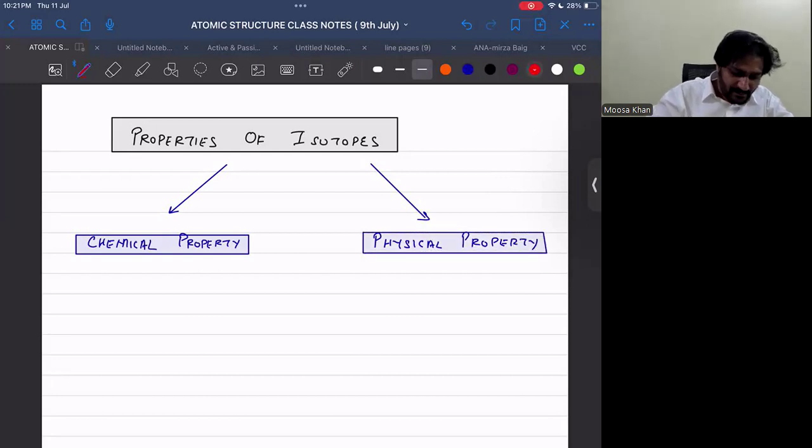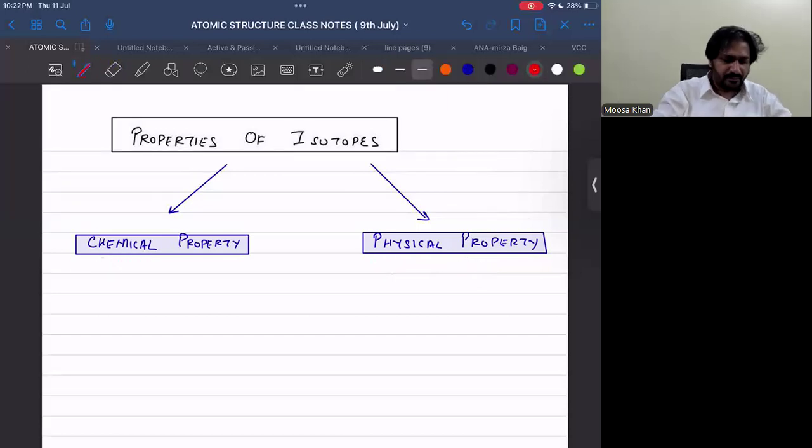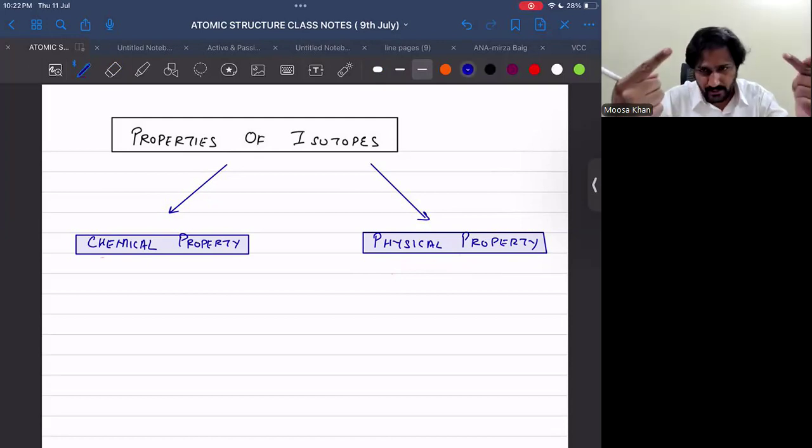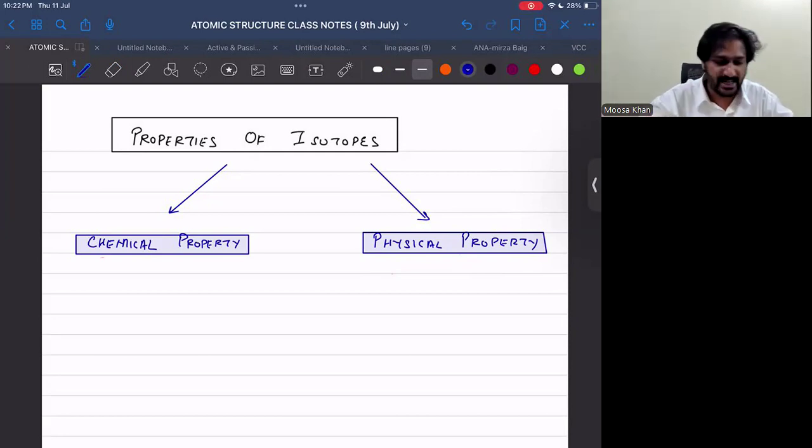Chemical property is basically related to the reaction of anything, and the physical property is related to different things like the appearance of a substance, or the mass of a substance, or melting point of a substance. But right now you are not supposed to remember these values, I'm just telling you for your understanding. You have to remember, we are studying these properties in relation to isotopes. Isotopes को सामने रखते हुए हम केमिकल और फिजिकल प्रॉपर्टीज की बात करना चाह रहे हैं.